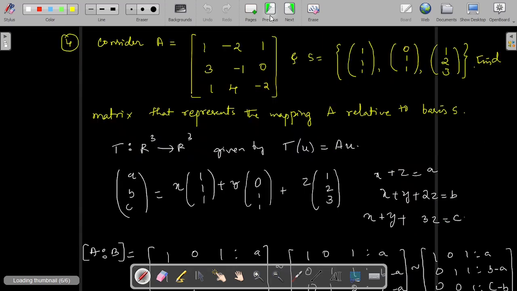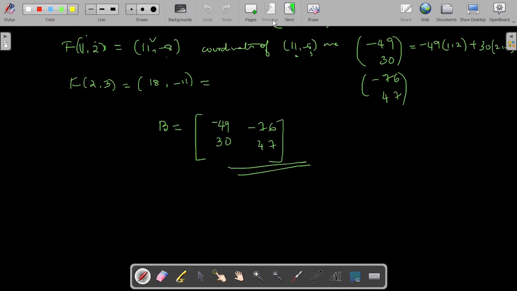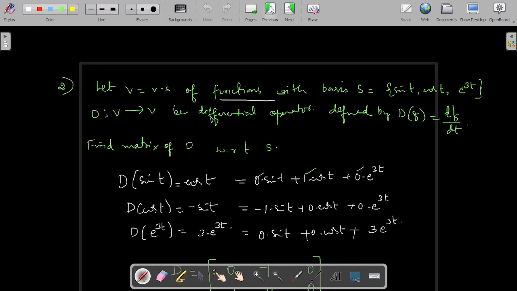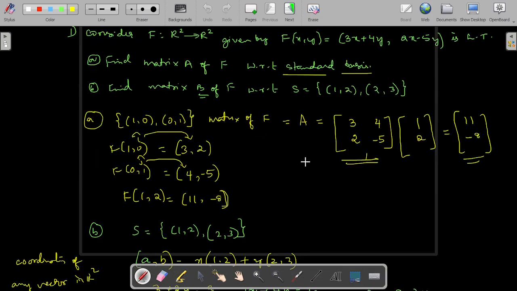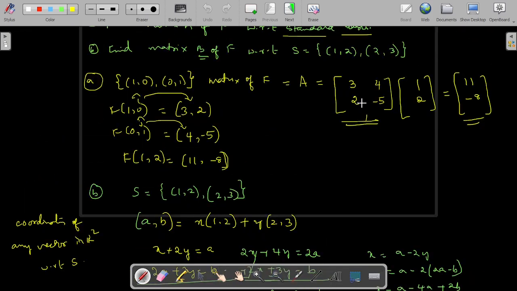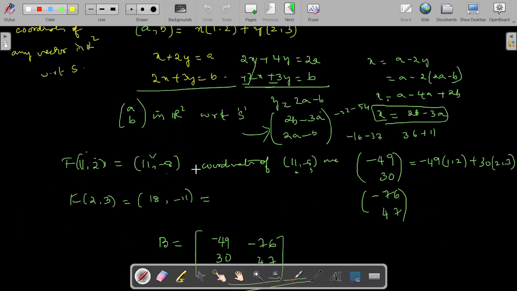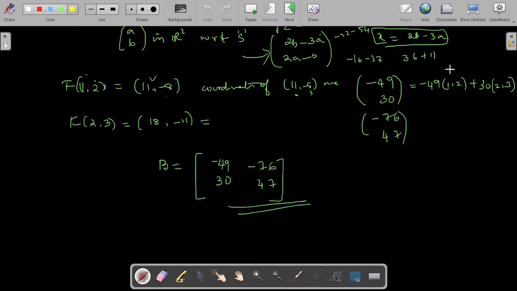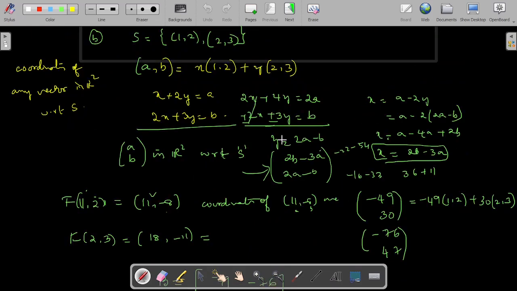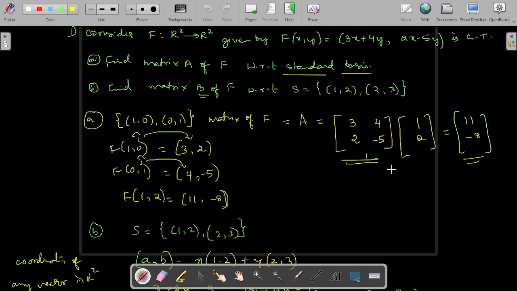I hope you understood the concept. Whenever the standard basis is given, you directly find where these basis vectors go after applying the transformation. If a basis other than the standard basis is given, first you find the coordinates of any vector with respect to that basis. Then you find where these vectors will go after applying the transformation. Then convert those vectors to vectors in the new coordinate system using these coordinate vectors. So this is how we get the matrix of a linear transformation. I hope you understood the concept.